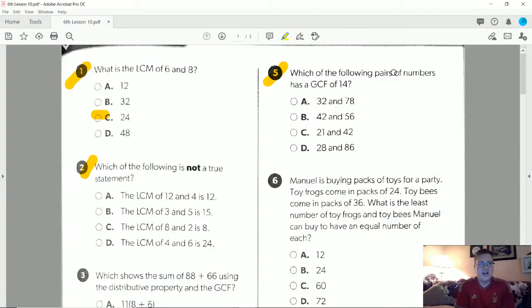So number one, what is the least common multiple of 6 and 8? That would be the first number that you can count by 6 and by 8 to get to, and that would be 24. Number two, what is not a true statement?